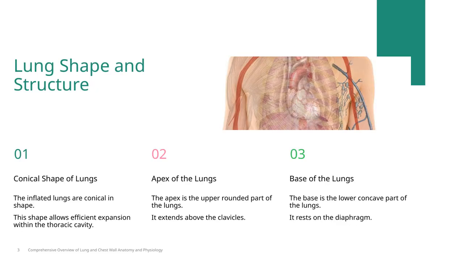Let's take a closer look at the apex of the lungs. The apex is the uppermost, rounded part of the lungs, and it's quite significant because it extends above the clavicles or collarbones. This means that the top of your lungs actually reaches just beneath the neck area, which is important for understanding lung anatomy. Moving on to the shape of the lungs themselves, they are conical when inflated.